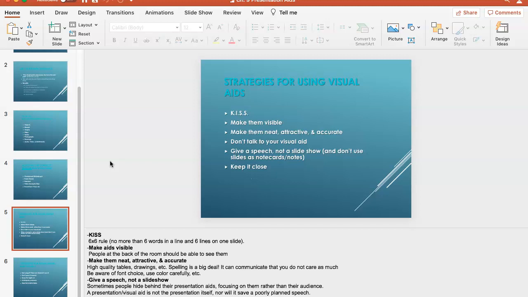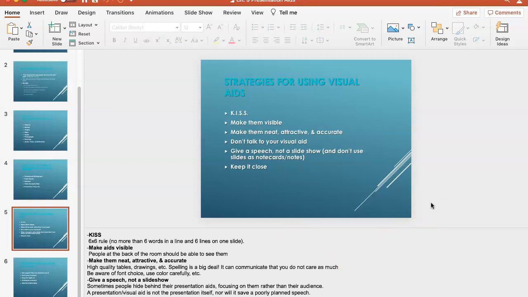Don't talk to your visual aid. This is super, super, super common, okay? So if you are using a PowerPoint, don't be facing the PowerPoint. Again, you can look at it, but if you need notes, use notes. The visual aid is not for you. It is for your audience. I cannot say that enough.